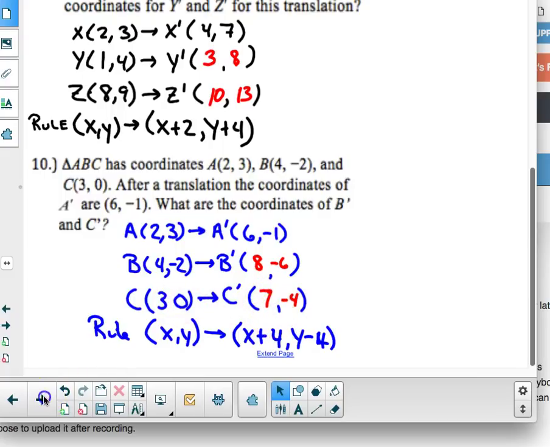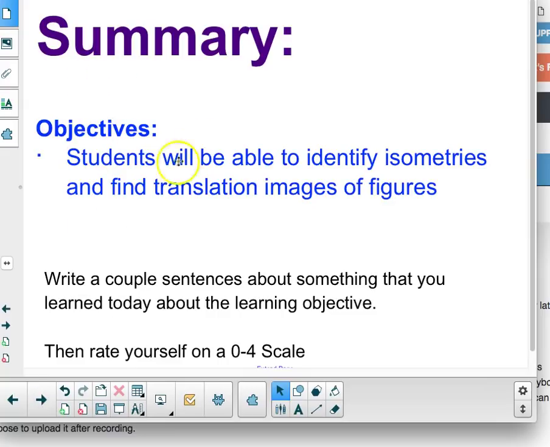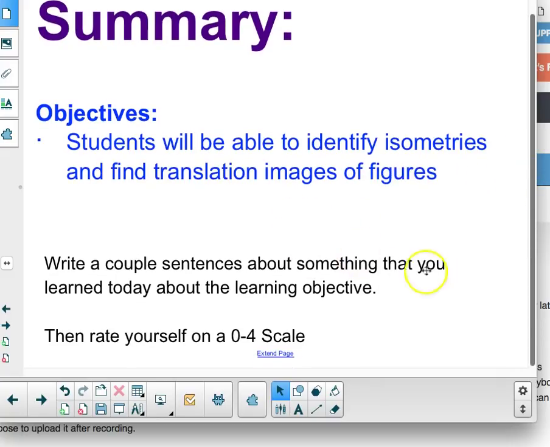Okay, now, summary. The objective: students will be able to identify isometries and find translation images of figures using rules. Write a couple sentences about something that you learned today about the learning objective, then rate yourself on a scale of 0 to 4.